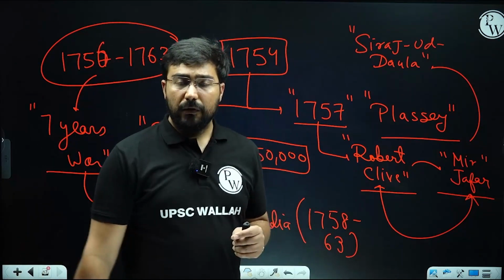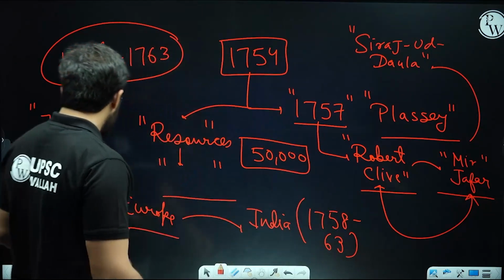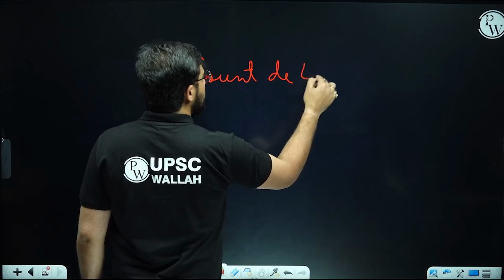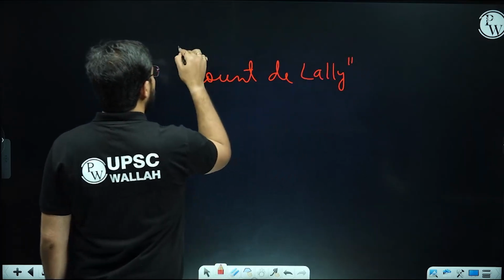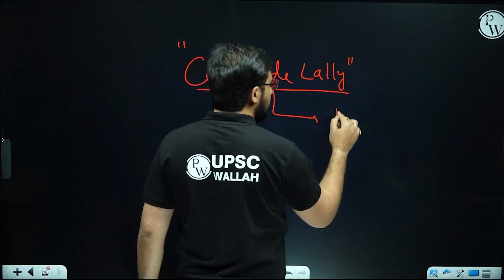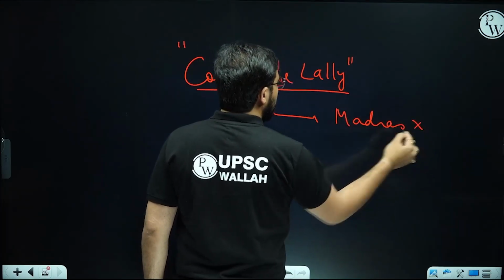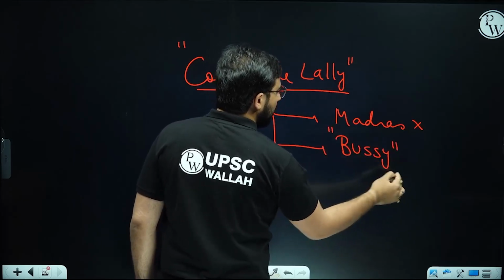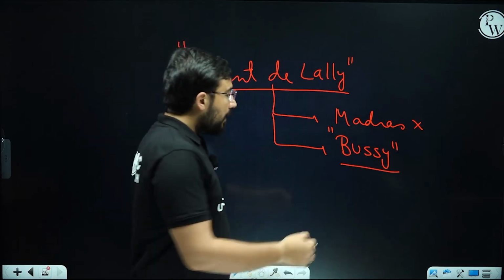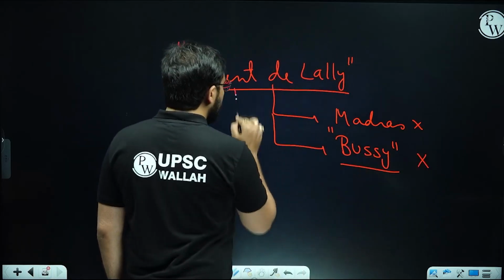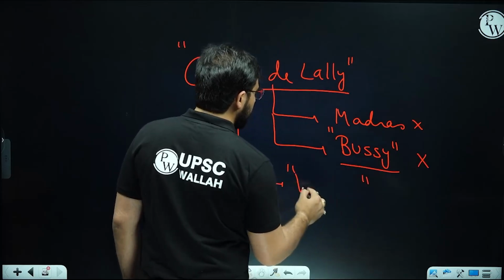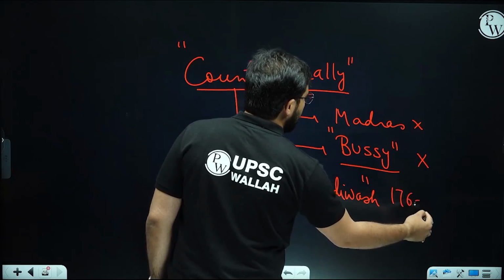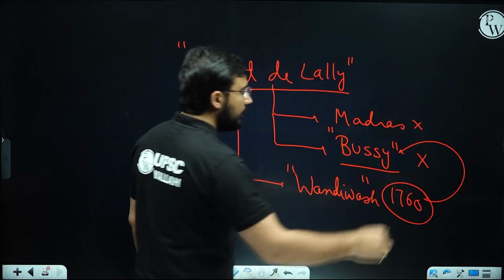In the Third Carnatic War, Dupleix was already gone. So the person who was now in command was Count de Lally. Count de Lally was not a very good strategist, not even a very good military commander. He tried to attack Madras, but this strategy failed. Then he called Bussy. Now, all of you remember, Bussy was the person who was stationed at Hyderabad. So Bussy was also recalled by him, but it also didn't work. Then they fought the battle which is famously known as the Battle of Wandiwash. This was fought in 1760. In this battle, even Bussy was taken as a prisoner.